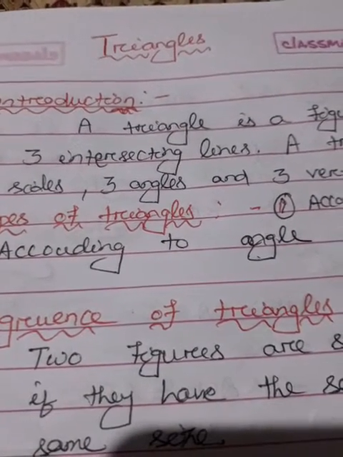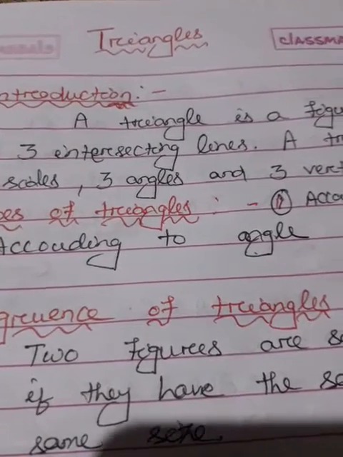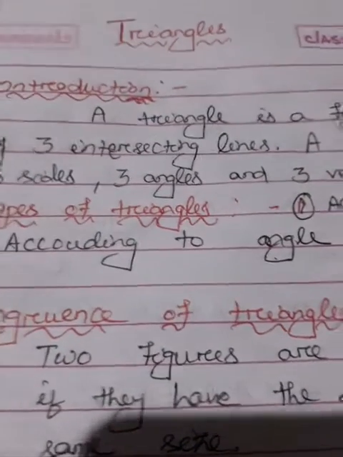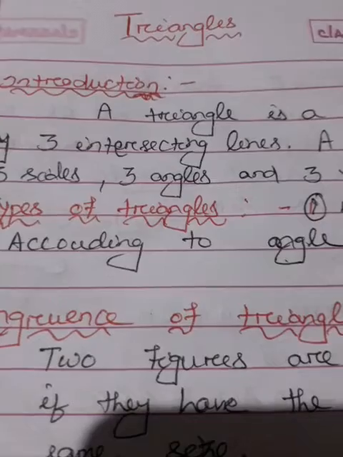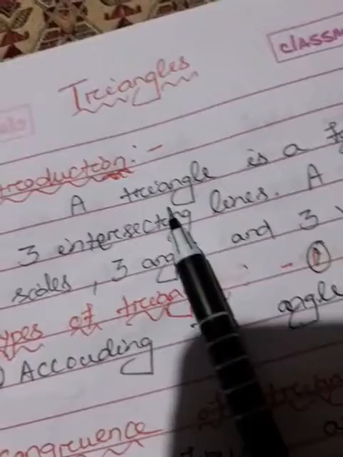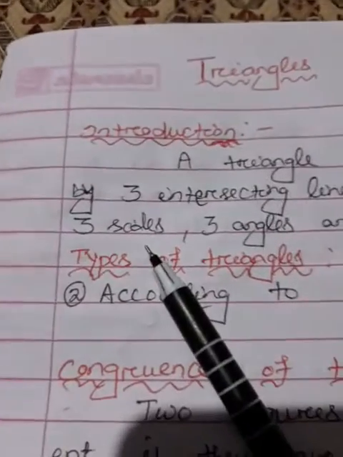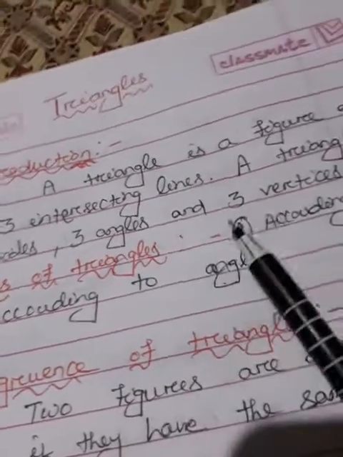Today we start a new chapter, chapter number 7, triangles. So first we know what is a triangle. In junior class you already know about triangles. Introduction. A triangle is a figure enclosed by three intersecting lines. A triangle has three sides, three angles and three vertices.